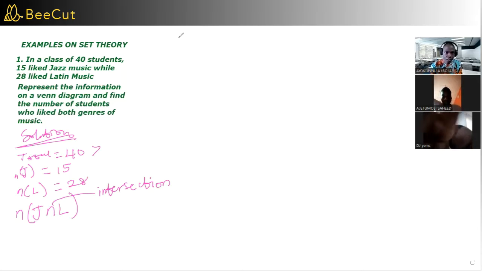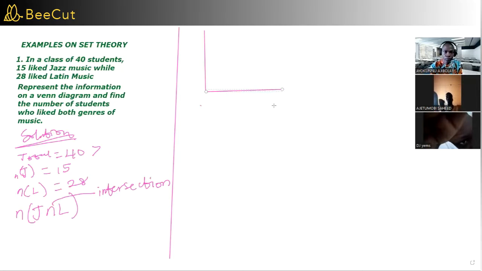Let's draw a Venn diagram. Venn diagram is drawn this way. Let me divide the page now. To draw your Venn diagram, you need to have something like a rectangle, something like this. Then you bring this up to close it up there, like a rectangle, but you might need to close the rectangle a little bit like this.